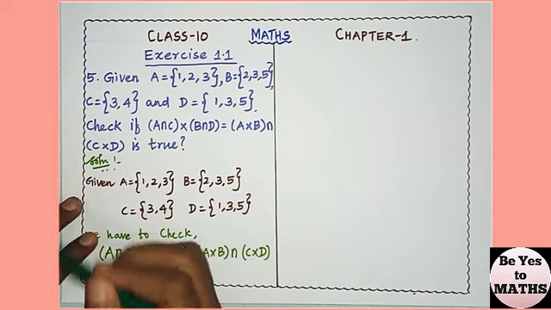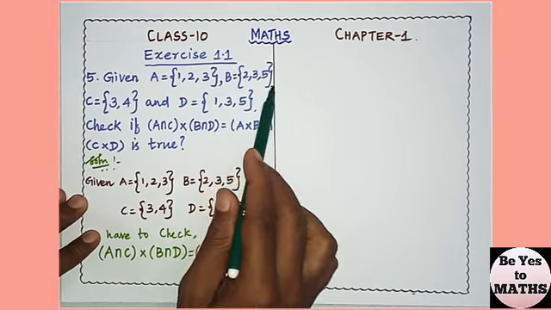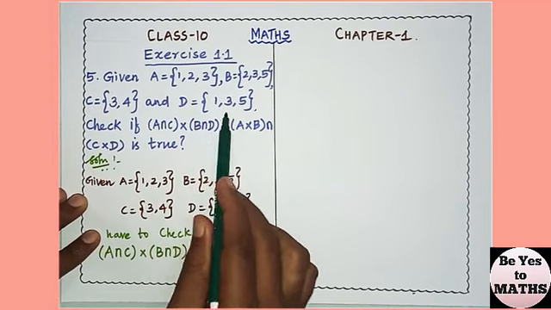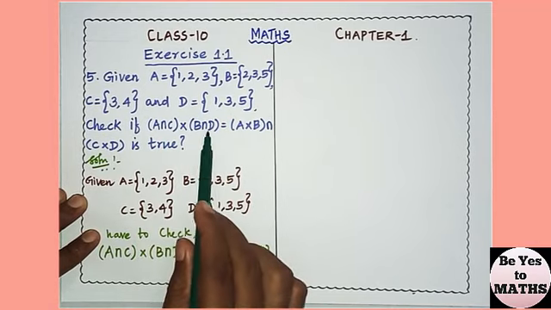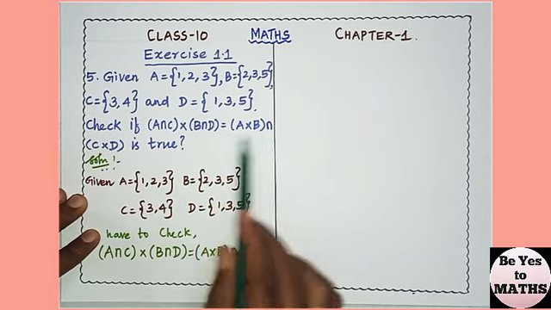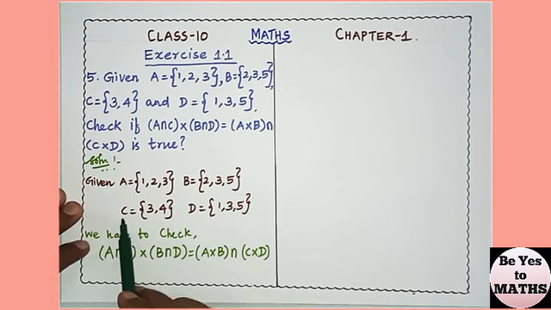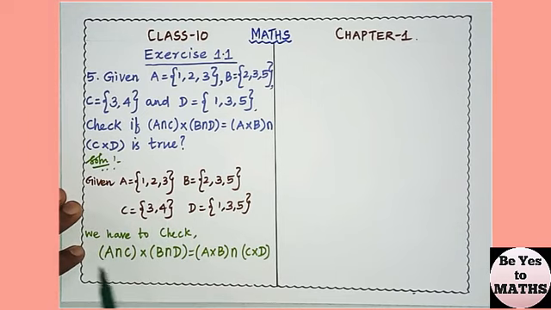Here is the question. Given A set is {1, 2, 3}, B set is {2, 3, 5}, C set is {3, 4}, and D set is {1, 3, 5}. Check if (A ∩ C) × (B ∩ D) = (A × B) ∩ (C × D) is true. Solution. I have written what is given, the sets A, B, C and D. We have to check this one.